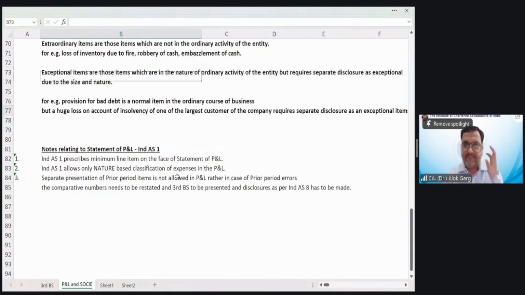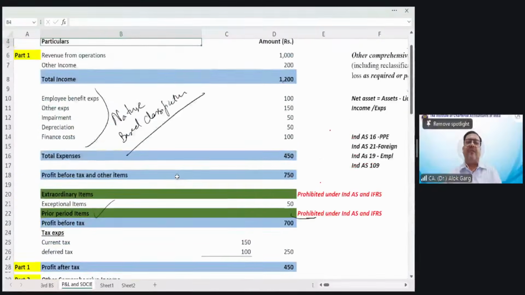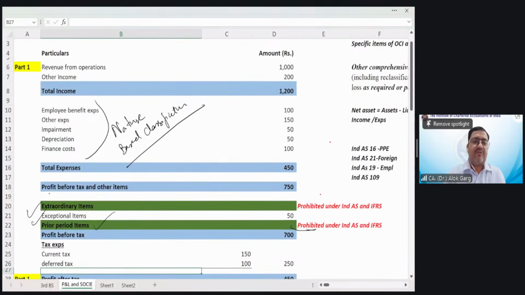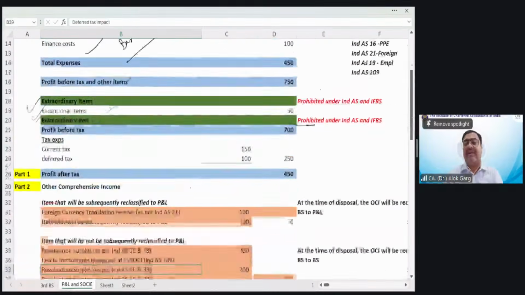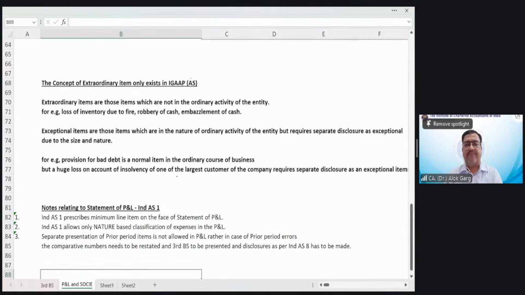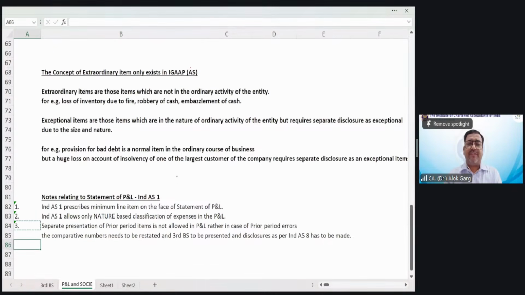Okay, right? Then in our accounting standard, IGAAP P&L, after profit before tax and other items, there was an extraordinary item and there was an exceptional item also. What is meant by extraordinary items? Friends, the concept of extraordinary item does not exist in Ind AS. It does not exist in IFRS also. It only exists in the accounting standard, IGAAP.